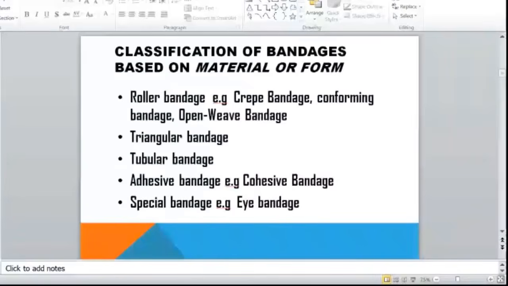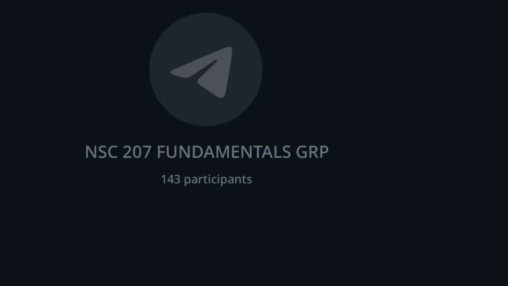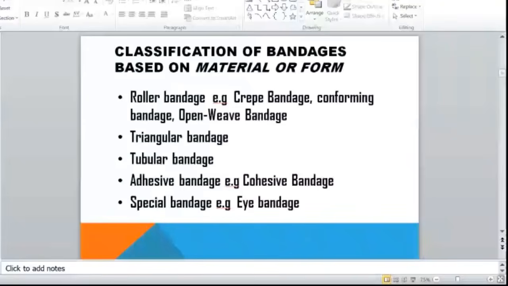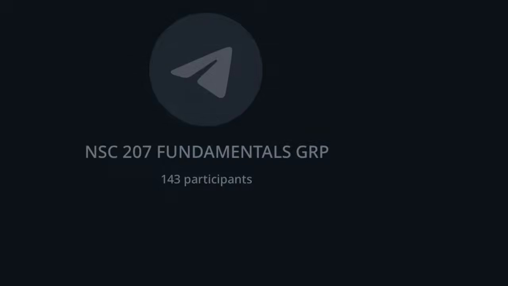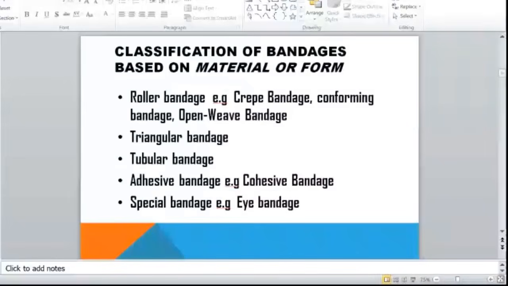So let's talk about classifications of bandage. We have different types of bandage. But in order to make that classification easy for us, I decided to put it under two headings so that we will not be confused. So now, let's look at this classification based on material, or form.